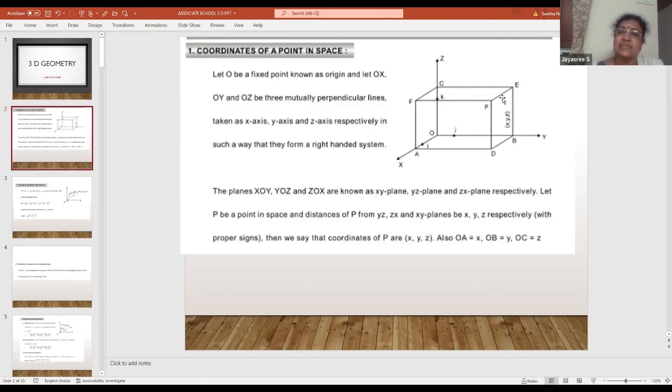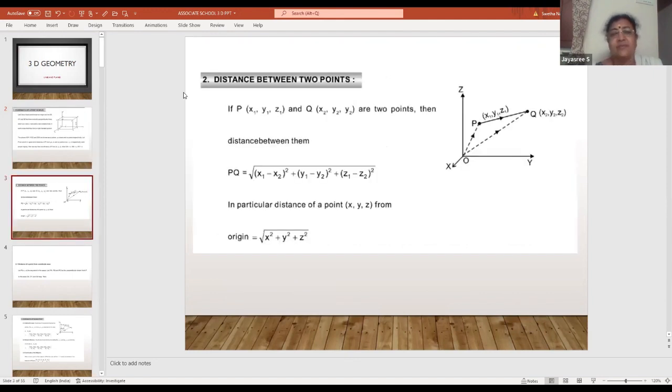We also talk about the coordinate signs, and the distance of a point from the axis. The x coordinate, y coordinate and z coordinate together form the point in 3 dimensions. When we take 2 points, we have learned the distance between them. In 2 dimensions, it is root of (x1 minus x)² plus (y1 minus y)². In 3 dimensions we have the 3rd dimension z-axis also, so we just add plus (z1 minus z)² in the formula.